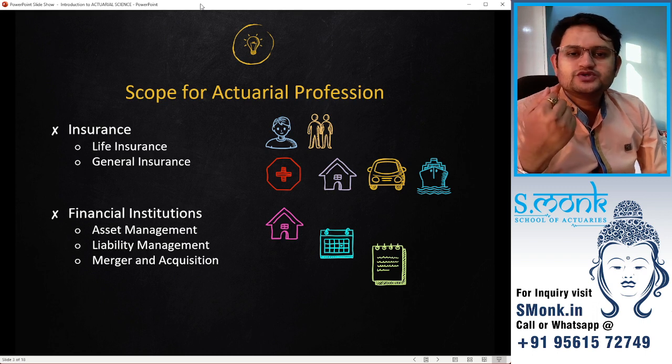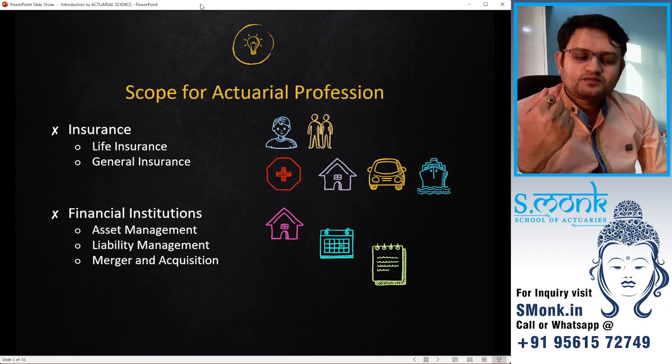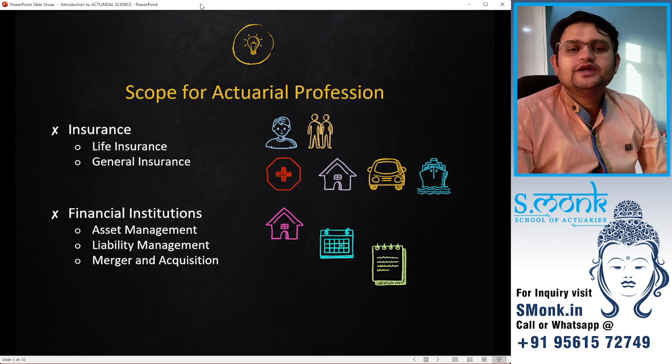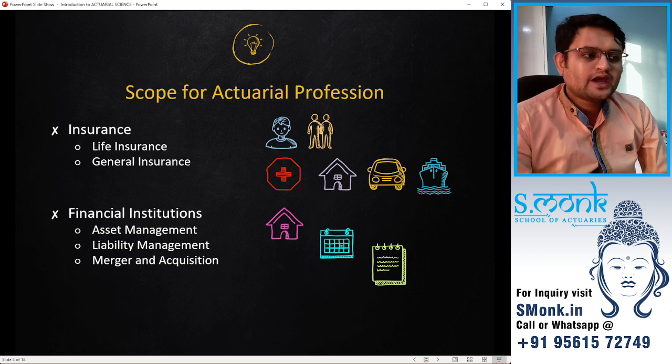I think in 2021 they both merged. So they have to figure out how much the company is contributing today and also how much they might contribute in the future. Accordingly, they'll have to value each other's contribution. That calculation is again done by actuaries.